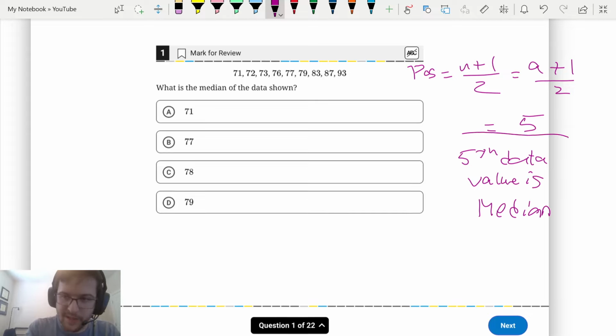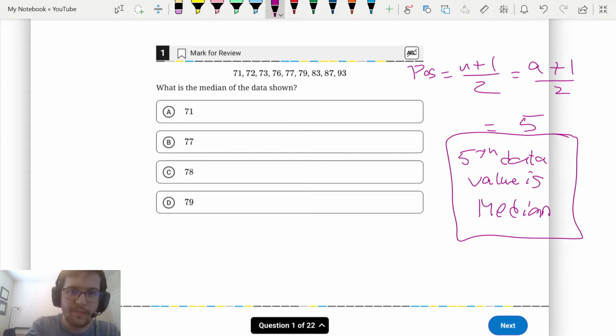So now I just need to count to 5. 1, 2, 3, 4, 5. Okay, so the median is 77. So the answer is 77, B.